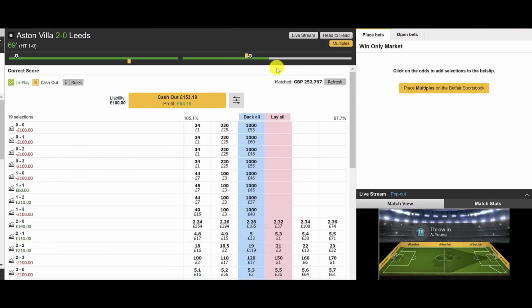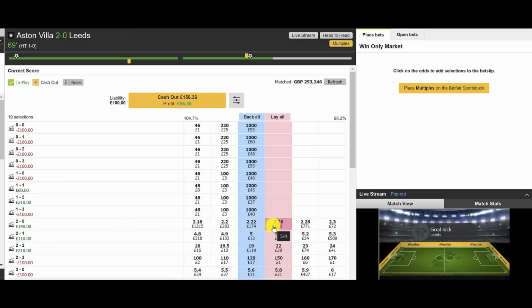So here we are, 69 minutes. It's Aston Villa 2, Leeds 0. So really thought, I mean, got the match on the TV, thought Leeds were going to equalise for ages. Aston Villa have just doubled the lead. That's football. But anyway, that's actually good for us, because we've got this 2-0 covered.